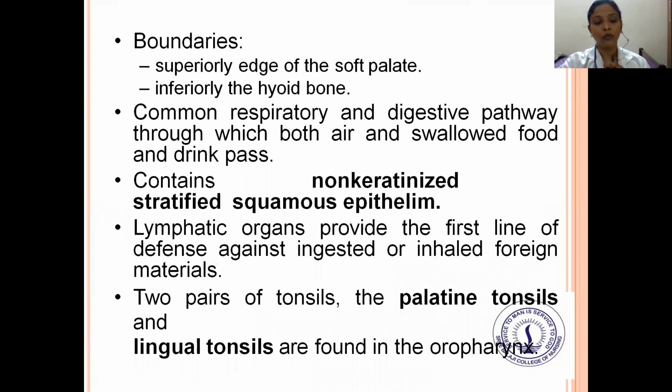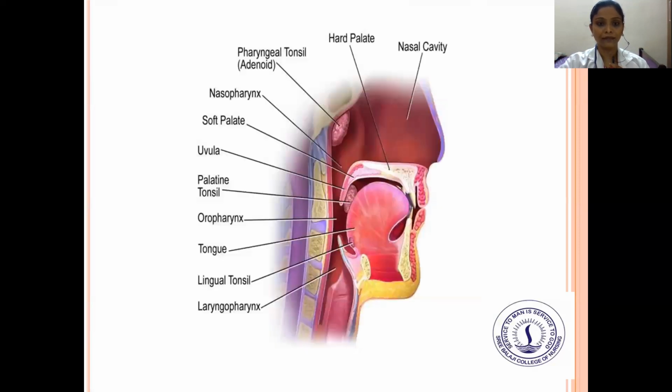Next, boundaries, how it is situated. Superiorly the edge of the soft palate and inferiorly the hyoid bone. It is a common respiratory and digestive pathway through which air, what we drink and what we eat, everything passes through this only way. So it contains non-keratinized stratified squamous epithelial cells. The lymphatic organs provide the first line of defense against ingested or inhaled foreign materials. Two pairs of tonsils, the palatine tonsils and lingual tonsils, are found in the oropharynx.